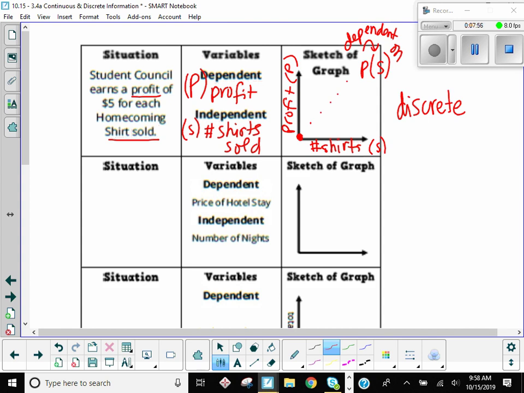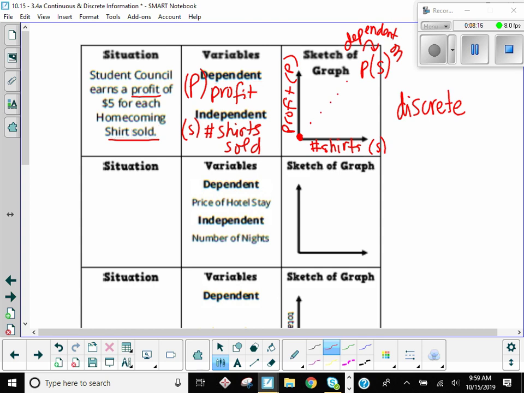All right, so we did dependent, independent, we labeled our things. Okay. For the next situation, we're given the variables. Dependent is the price of a hotel stay, independent is number of nights. These two problems are real similar. How would you explain the situation when you're given that information?